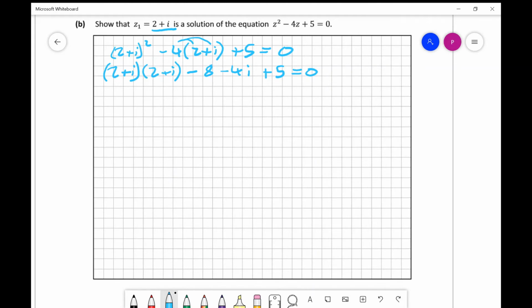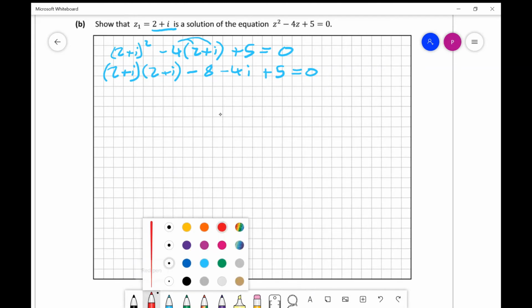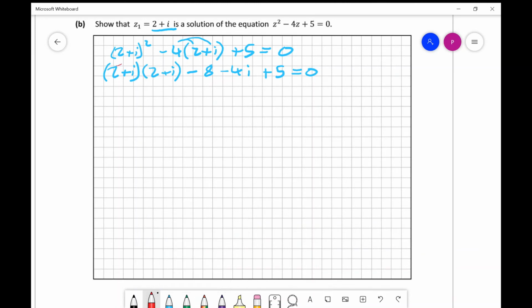So we're going to expand this here. Two times 2 is 4. 2 times i is 2i. i times 2 is 2i. And finally, i times i. i times i is i squared. Minus 8 minus 4i plus 5 is equal to 0.